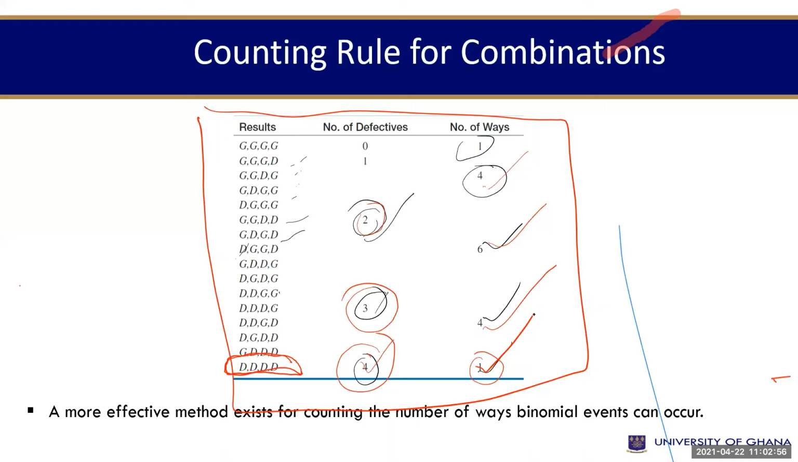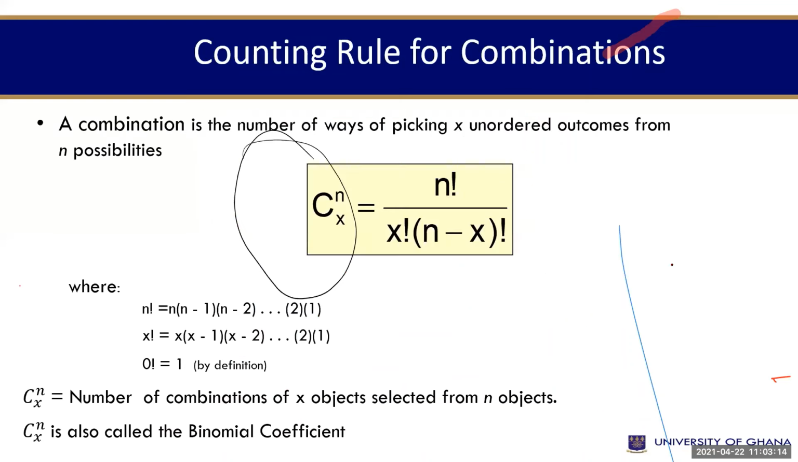So you all remember the rule for combinations. I mean, those of you who did elective maths, permutation and combination. A more effective method exists for counting the number of ways a binomial event can work. So we use this formula to look at the possible number of ways that the event can work. Not all of us did elective maths. That's why I'm going to take my time to go through it with you.